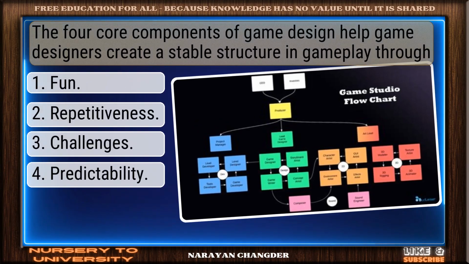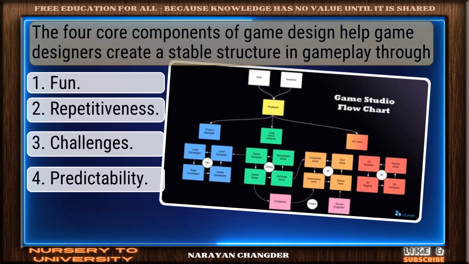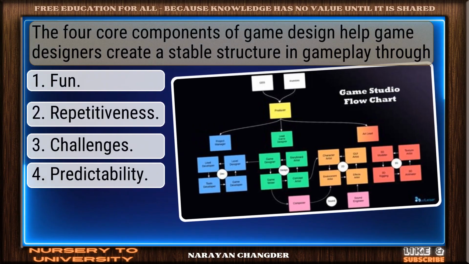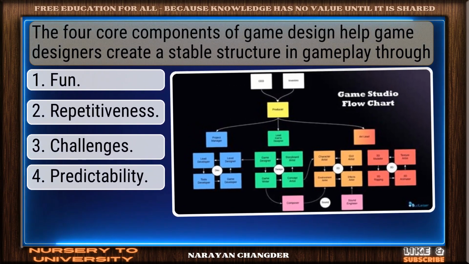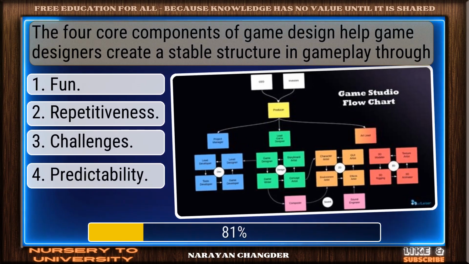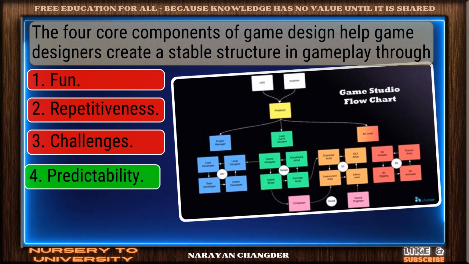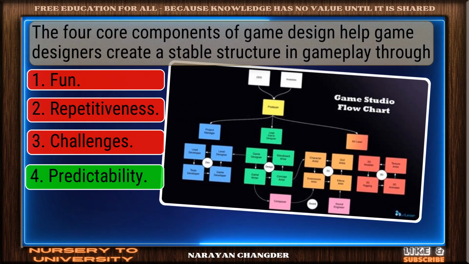The 4 core components of game design help game designers create a stable structure in gameplay through ___. Smart pick. Predictability is the correct choice.